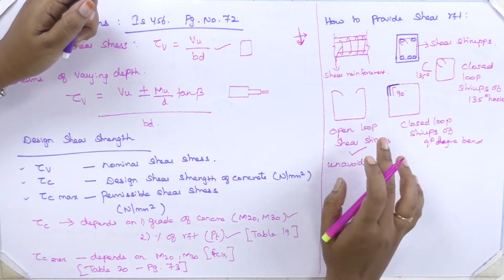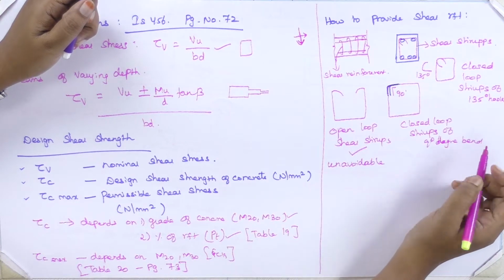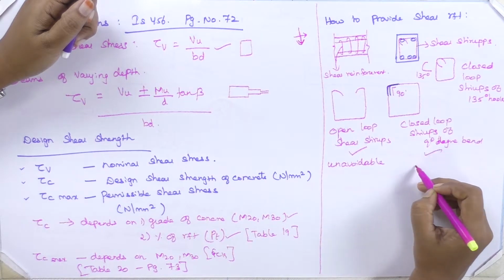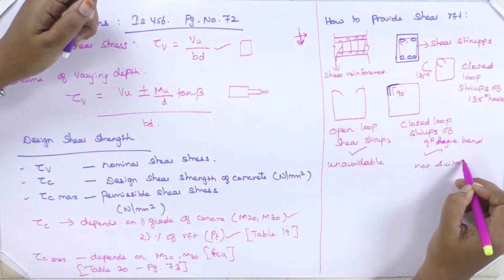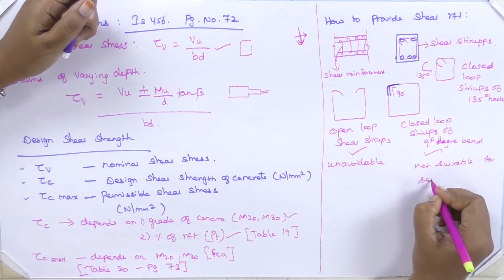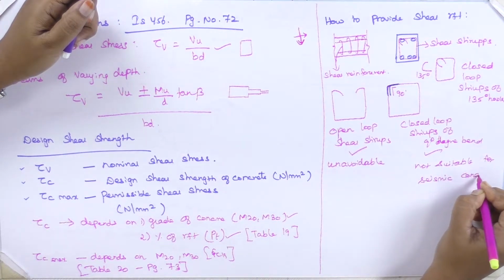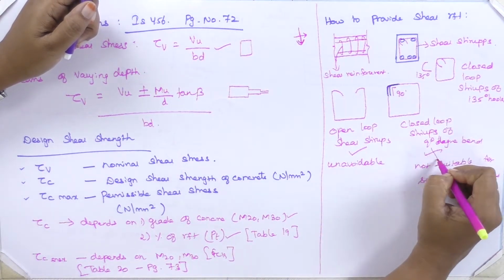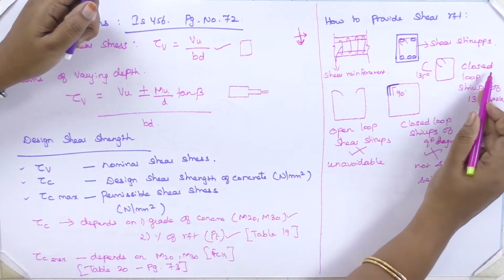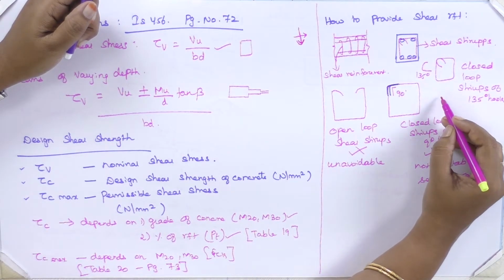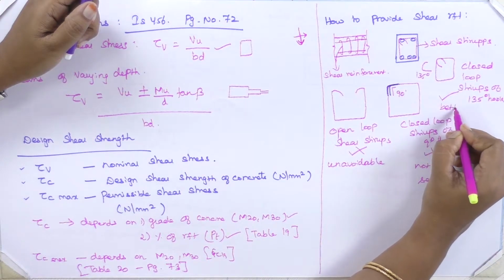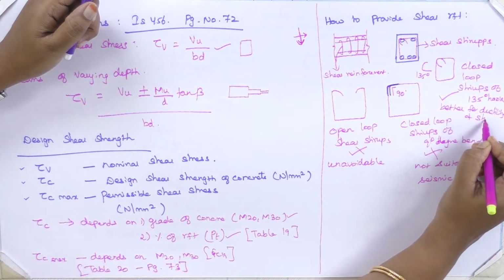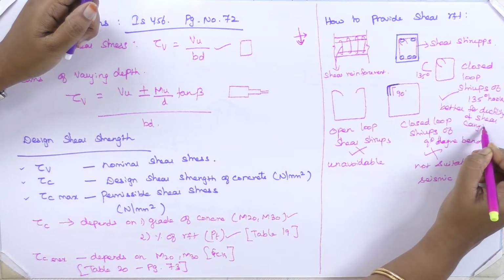In unavoidable situations, I can go for open loop shear stirrups, whereas the closed loop shear stirrups with 90-degree hook are not suitable for seismic conditions. Whereas here, the closed loop shear stirrups of 135-degree hook are better for ductility and shear carrying capacity.